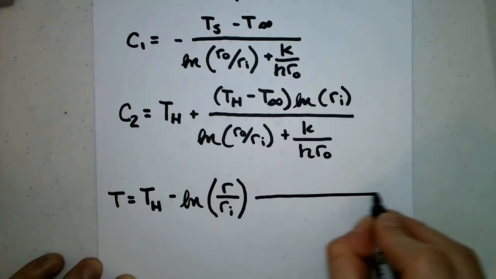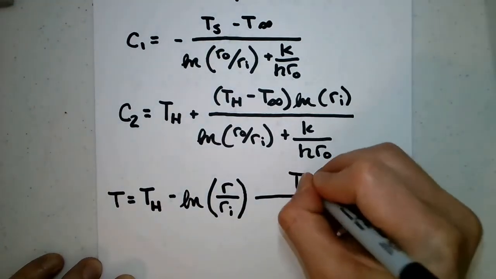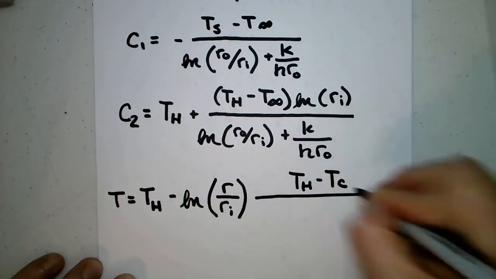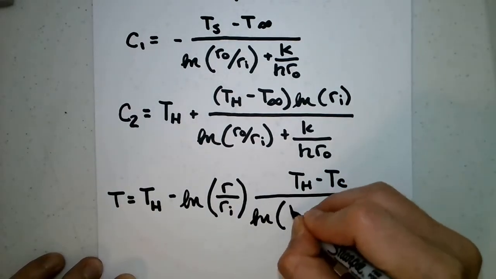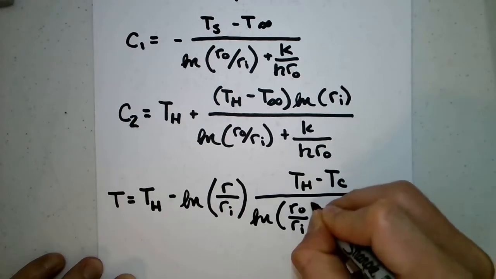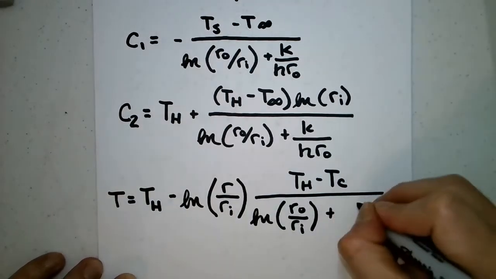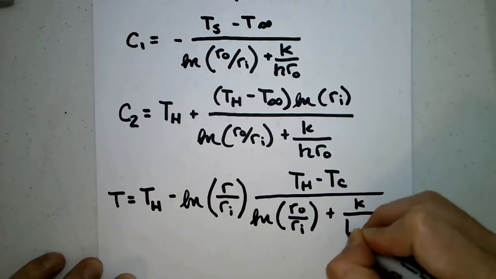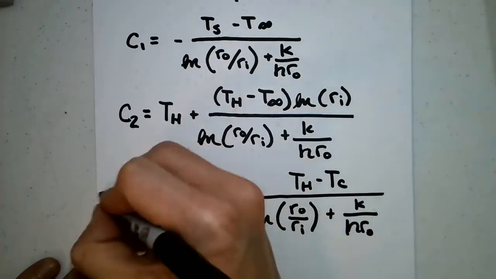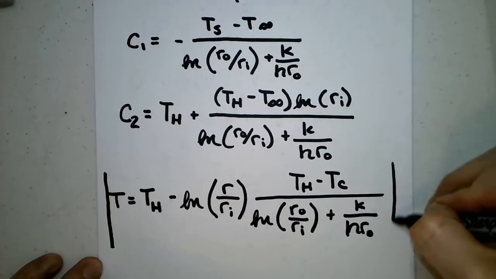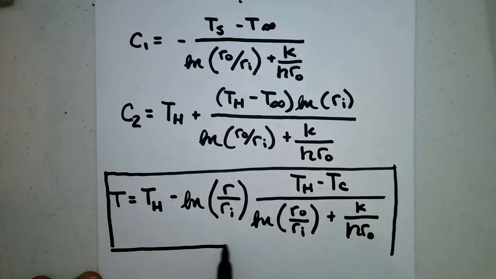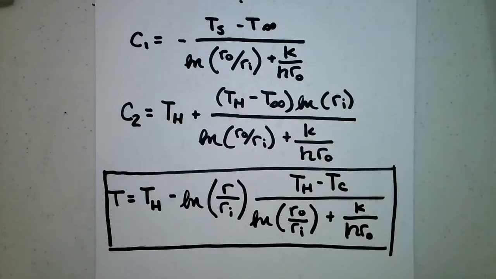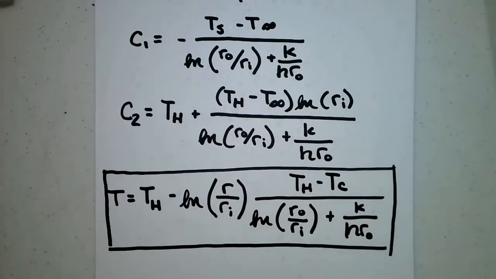times the ratio (TH minus TC) over natural log of Ro over Ri plus K over H times the outer radius. All right, so there we have it.